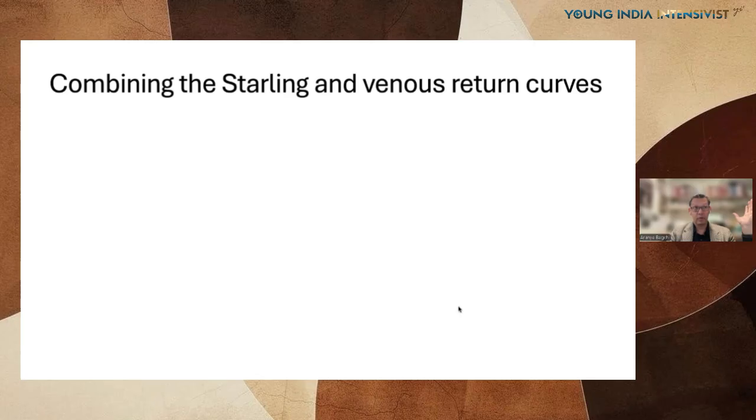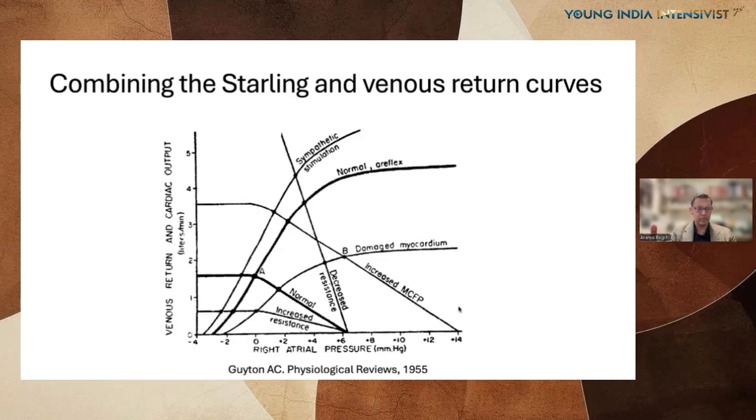So now we can come to the combination of these two, and this is a figure from Guyton's paper in 1955, but his fundamental innovation was to show in a very simple graph that venous return and cardiac output are completely linked. You cannot really think of one without the other. Now, this has got a number of conditions. I'm going to simplify this.